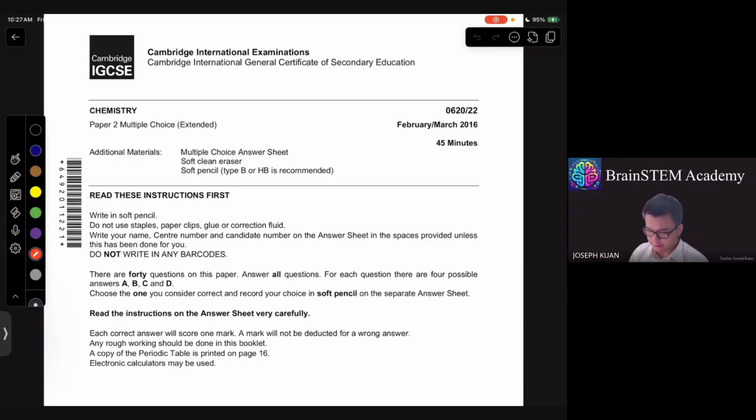This is Cambridge IGCSE for Chemistry Paper, Paper 2, Multiple Choice Extended, February-March 2016. Variant 2.